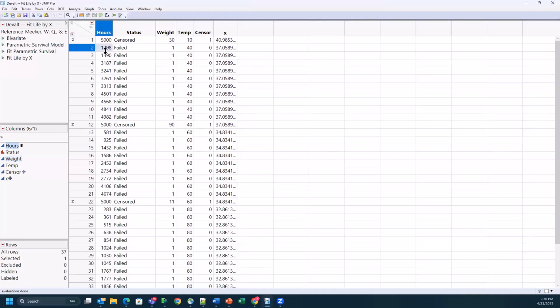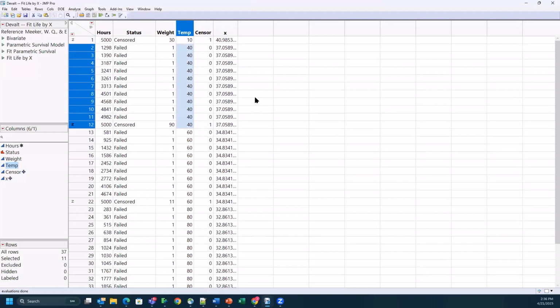Then row 2, this motor made it to 1,298 hours and it failed, and this motor failed at 1,390 hours. Also, we've got a column that says temperature. These first 30 motors were all run at 10 degrees C. These motors from rows 2 down to 12 were all run at 40 C.